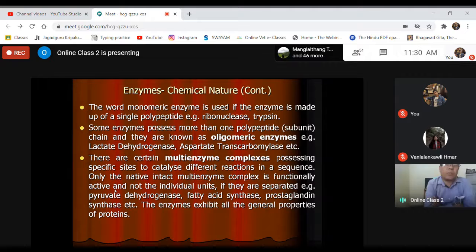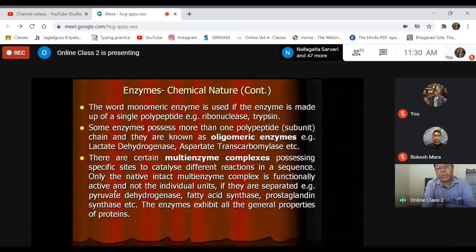Okay, there are certain multi-enzyme complexes possessing specific sites to catalyze different reactions in a sequence. Only the native, intact multi-enzyme complex is functionally active, and not the individual units. So when they come together, only that complex will be active.